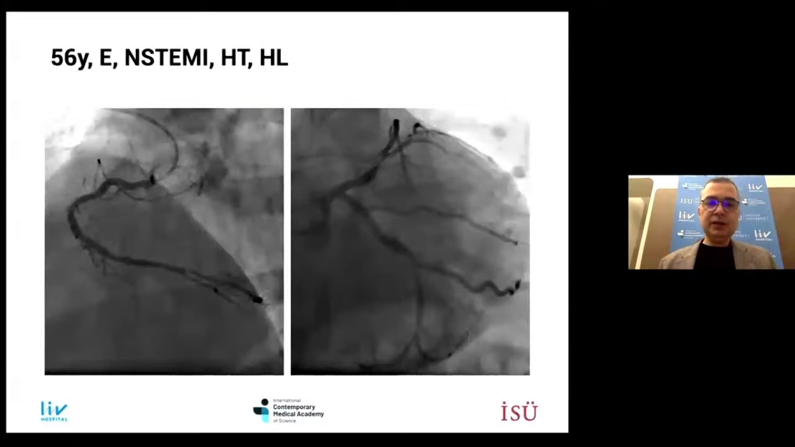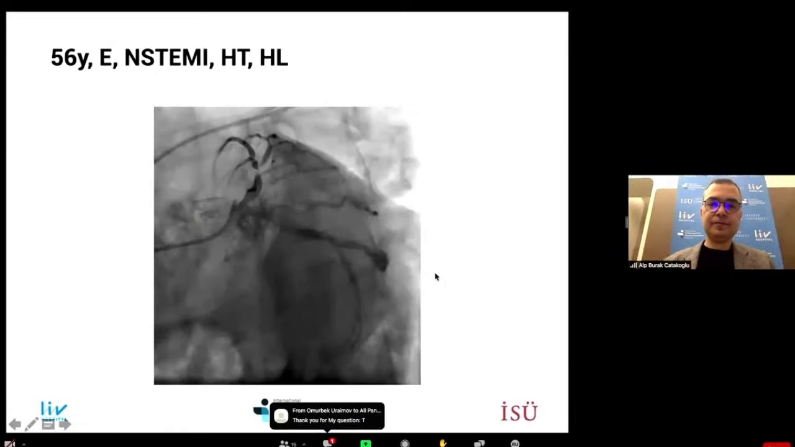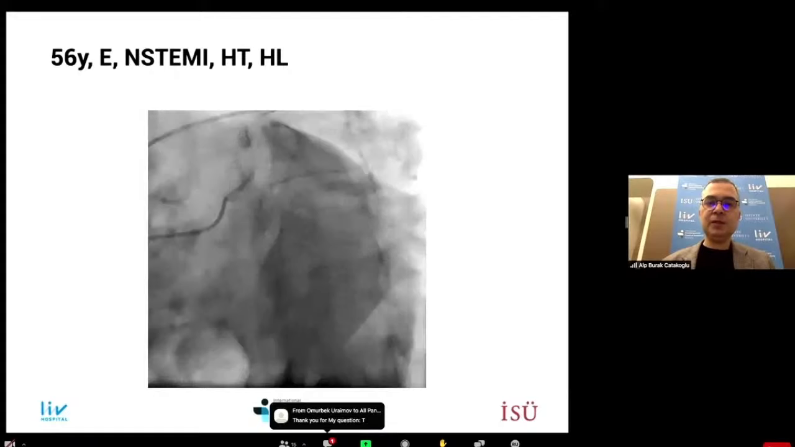In this example, we have a 56-year-old male patient, who had a non-ST elevation MI, and as risk factors, he had hypertension and hypercholesterolemia. And here we see a critical LAD diagonal lesion, which is nearly subtotal, and it's a 1,1,1 Medina lesion.